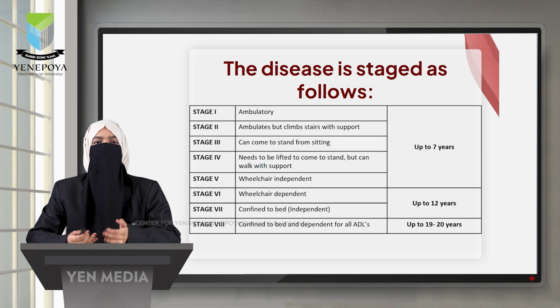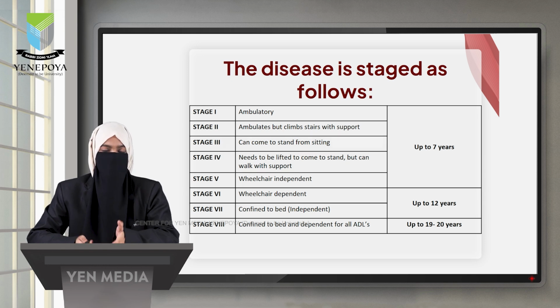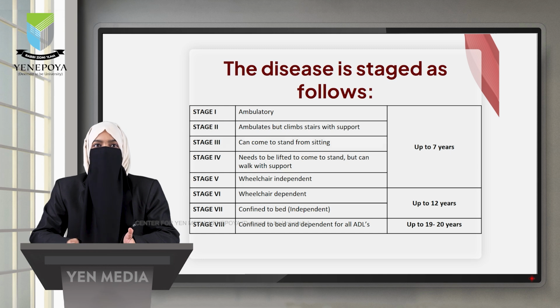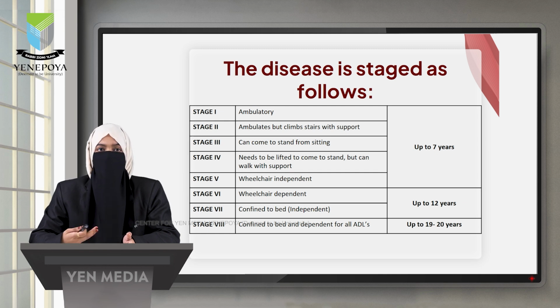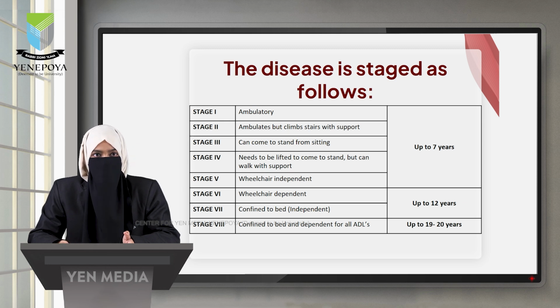So this is how the whole disease is staged, as it is a progressive condition. This is how the whole disease would be categorized. Stage 1, you have the ambulatory phase, where the baby or the client has Duchenne muscular dystrophy, but they are able to walk, able to ambulate. Stage 2, they ambulate, but they have difficulty in climbing the stairs. Stage 3, they can come to stand from a sitting position.